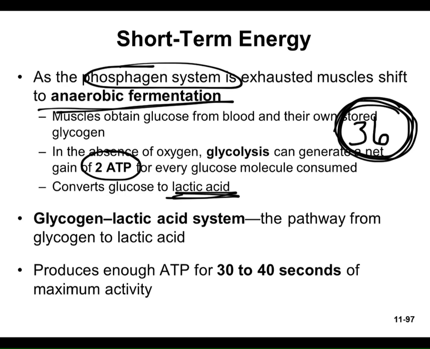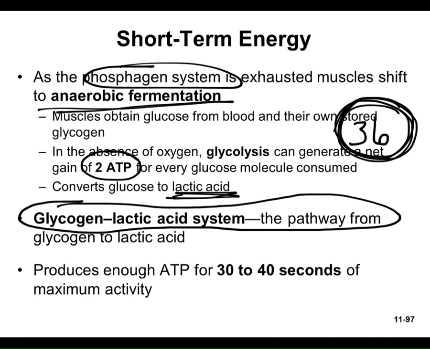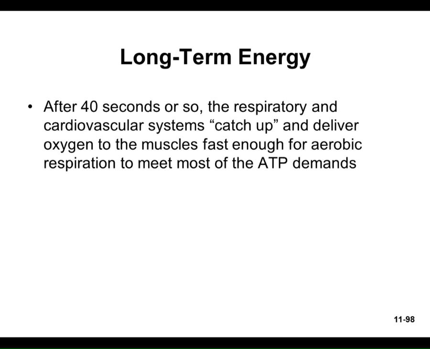Where do we get this from? Again, there's glycogen. There's what's called the glycogen lactic acid system. And this is going to convert some of that energy in your muscles, that glycogen, to lactic acid. Again, this is only enough ATP for another 30 to 40 seconds of maximum activity. Now notice I said maximum, right? So if you're going all out, you're going to go through the glucose quickly, you're going to burn through the phosphagen quickly, now you're going to burn through the anaerobic within 30 to 40 seconds, and that would be it.